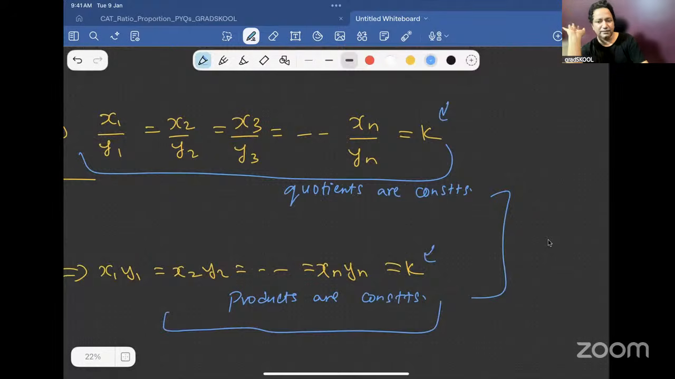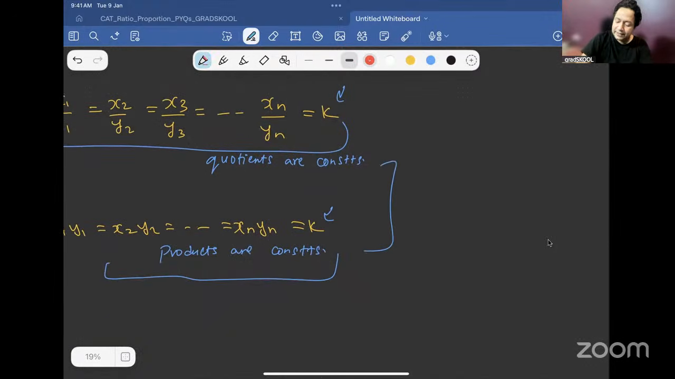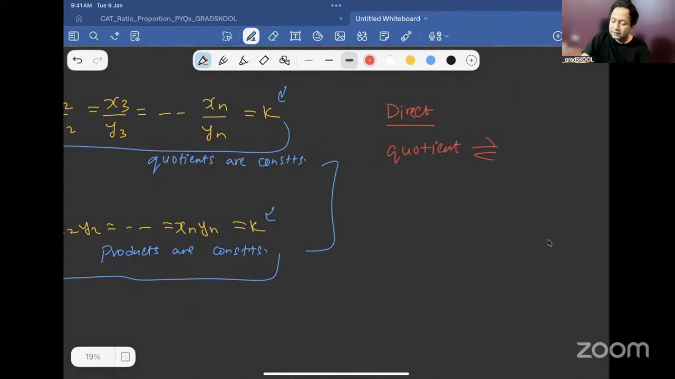Is that clear now, everyone? So all in all, the main thing that we need to write down over here is direct variation, quotients are constant, or I can say the constants are quotients, right? Similarly, here I can say in inverse variation, product is constant, or when the constant is product, it's inverse variation.